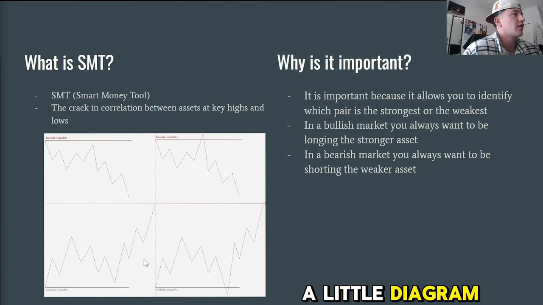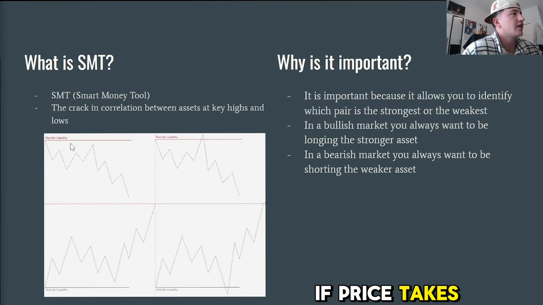And I made a little diagram here in the bottom left. If you look closely, we have a sell side liquidity run at the low, and we have sell side liquidity here at the low on the bottom right. In a bullish market, what are we going to be doing? We're going to be prioritizing a long position on the stronger asset. As you can see, the asset on the left failed to make the lower low, but the asset on the right made the lower low, taking out the sell side. If I'm in a bullish market, I am going to prioritize longs on the stronger asset, and vice versa for shorts on a weaker asset.